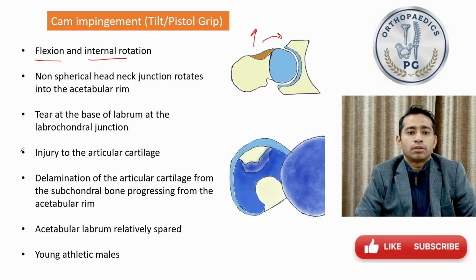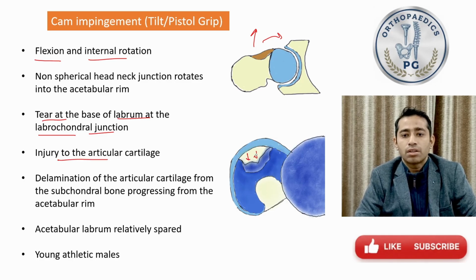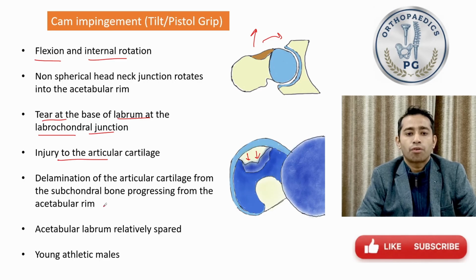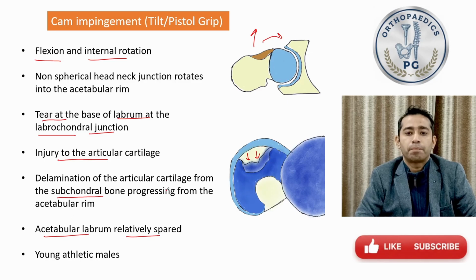Now this leads to a tear at the base of the labrum at the junction of the labrum and the articular cartilage. This injures the articular cartilage and there is a delamination or separation of articular cartilage from the underlying subchondral bone, progressing from the acetabular rim. Now in cam type impingement, the acetabular labrum is relatively spared compared to the articular cartilage, and cam impingement is seen more in young athletic males.